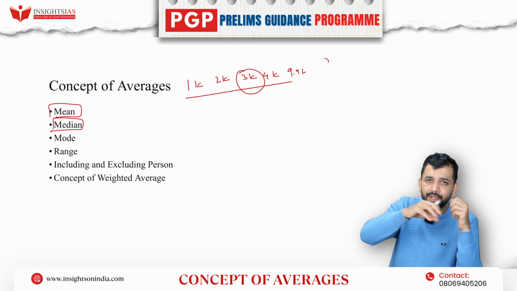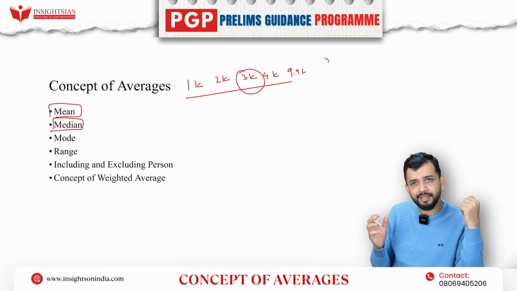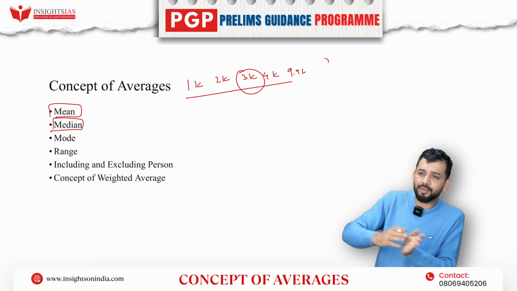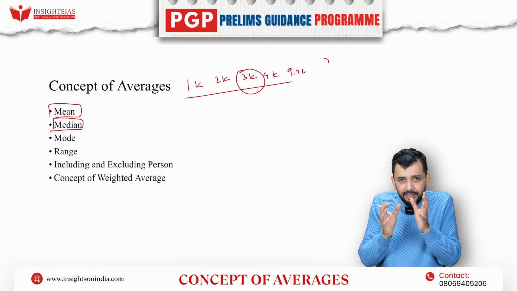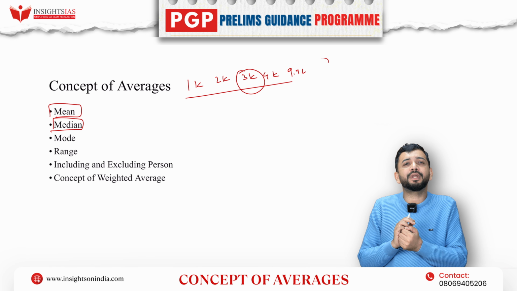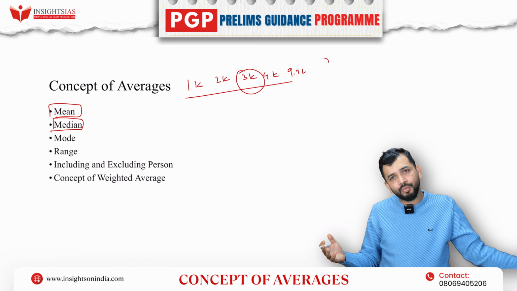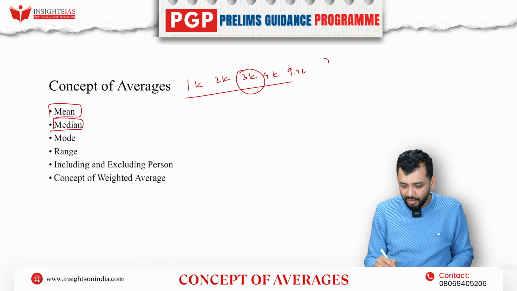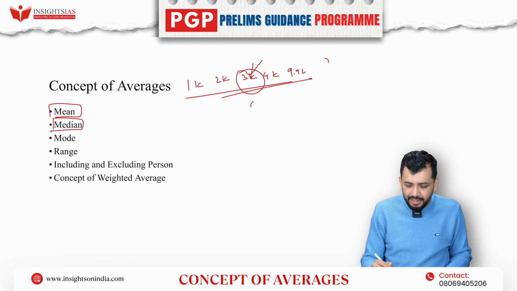If I arrange all of them in ascending or descending order, whoever is the middle person shows the picture that half of the people are above him and half of the people are less than him. So that means he is at the middle. If I can see the middle number's salary, the middle number's income, that gives you a better picture, because you know that 50% will be more than him, the other 50% will be less than him. So in this case, out of 5 people, who is the middle person? 3K. So I can say the median income is 3,000.